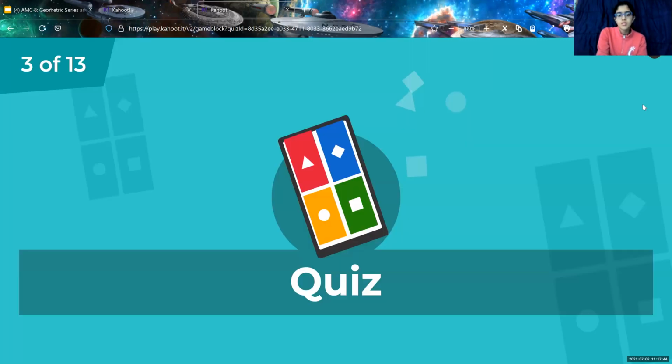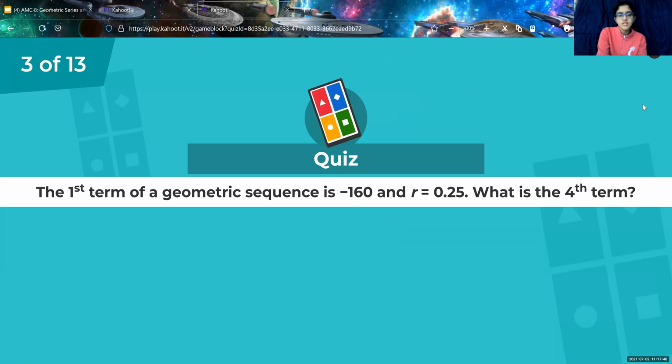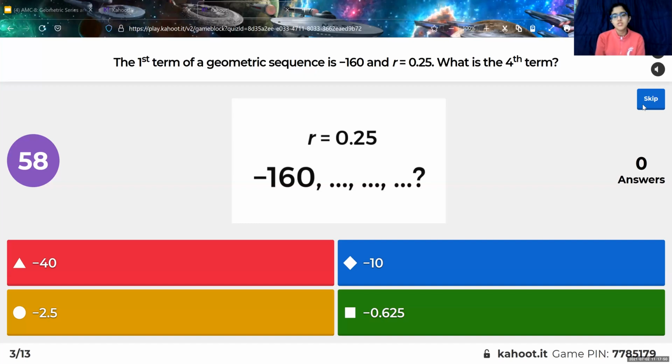Okay, so question number 3. The first term of a geometric sequence is -160 and the ratio is 0.25. What is the fourth term? So remember, you would take the ratio to the power of n minus 1 and then multiply it by the first term.